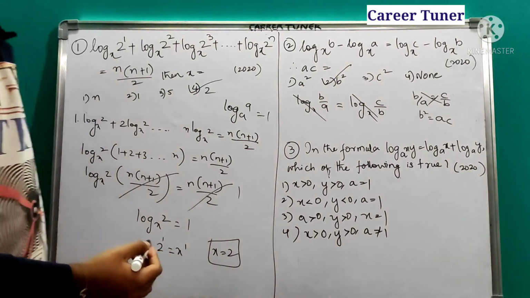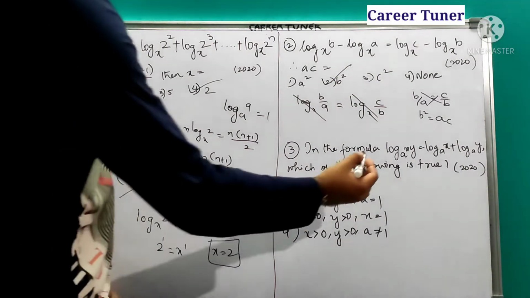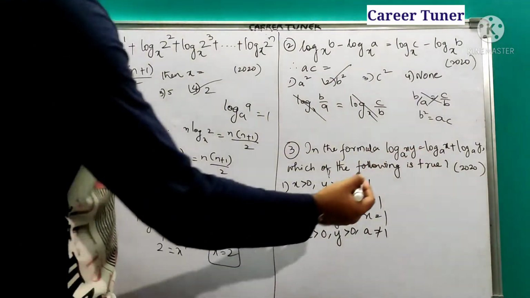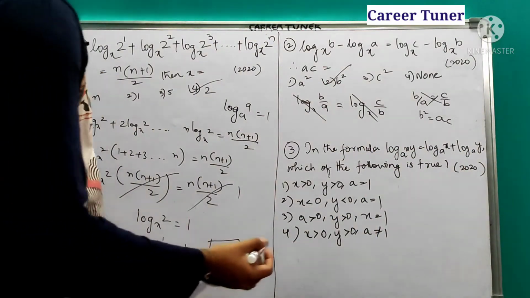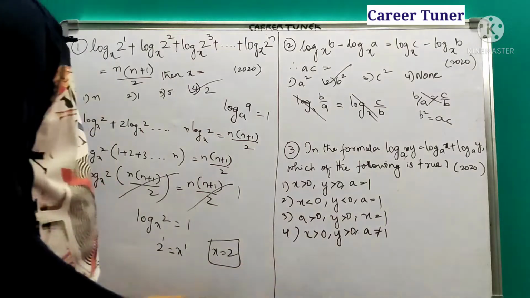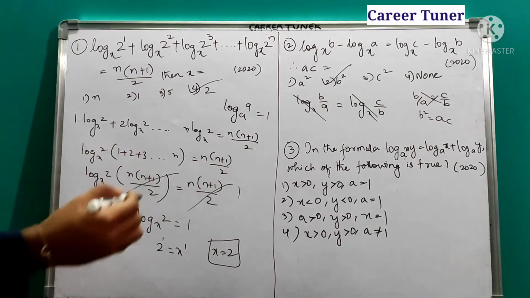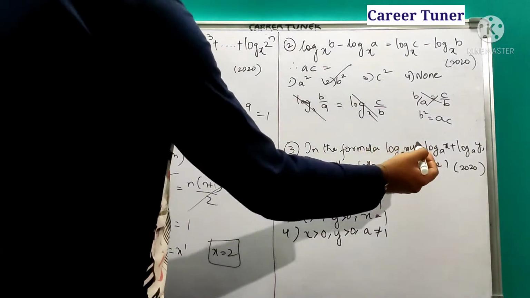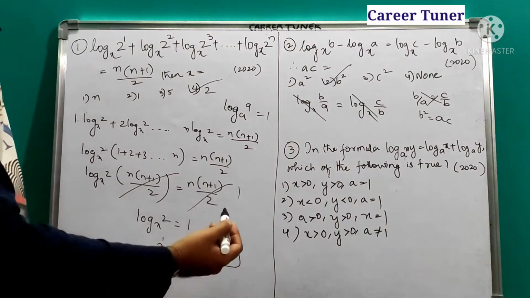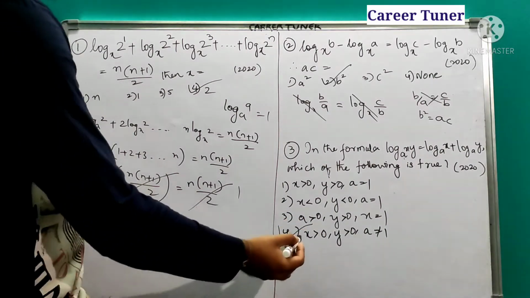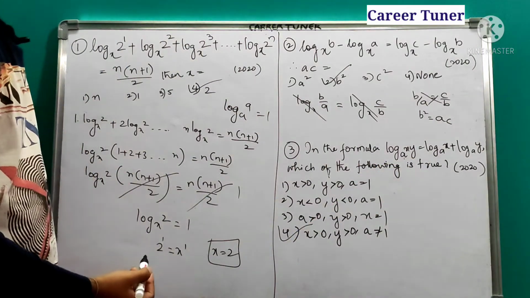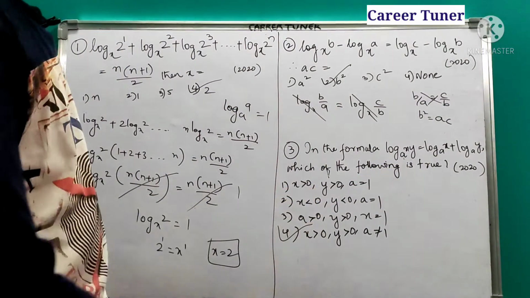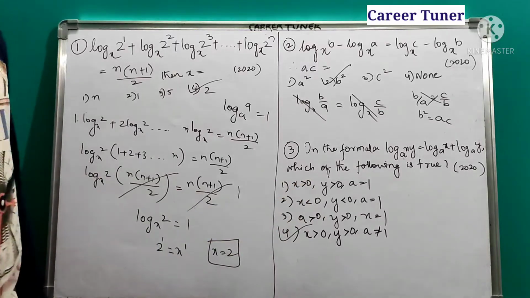Next, in the formula log xy base a is equal to log x base a plus log y base a, what is the compulsory thing? a should not be equal to 1. That is the first thing, and xy should be greater than 0. So where does it lie? The fourth one. x and y should be greater than 0 and a should not be equal to 1. Okay. It's a direct question which we have seen in the laws of logarithms.